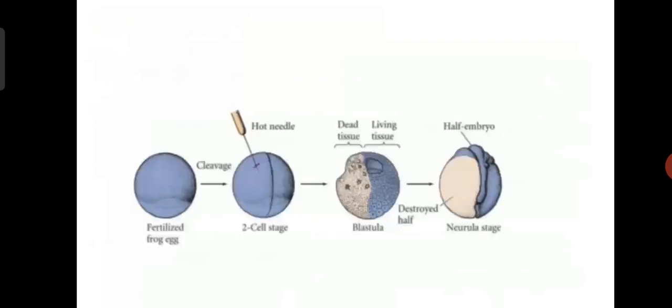Here we have to look at the experiment. How did they conduct it? You take the fertilized egg, which after cleavage becomes the two cell stage. At this stage, Wilhelm Roux destroyed one of the two blastomeres of the frog with a red hot needle. The embryo derived from the surviving blastomere was defective in many respects, because the surviving blastomere developed into a half embryo. The tissue where the hot needle was applied becomes dead tissue, and the other becomes living tissue. That means one half is destroyed and the other half develops into the embryo.